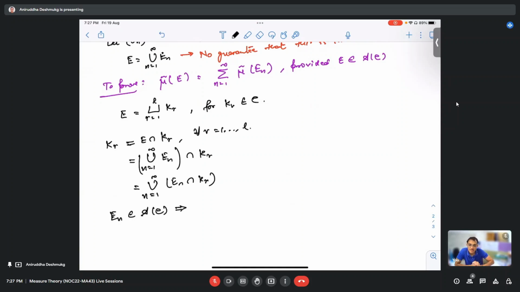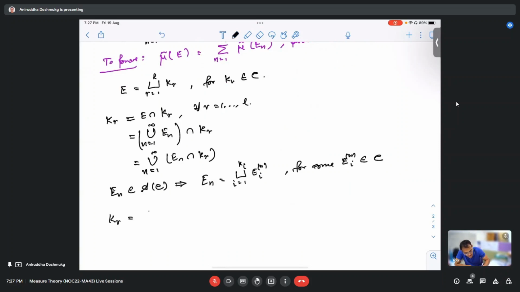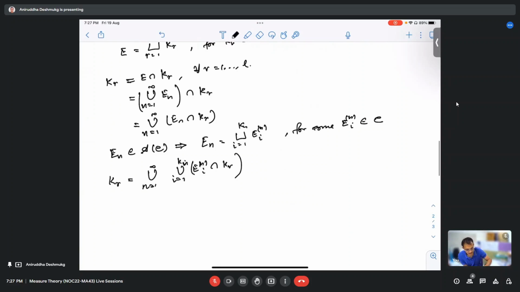Now let us look at En. En is in the algebra, so it means that En itself can be written as a disjoint union. So it is the disjoint union of ENI's, I running from 1 to, say, KN, for some ENI's in C. And now if I substitute it there, then this is union n equal to 1 to infinity, union i equal to 1 to KN, ENI intersection KR, right? So I can again use the associativity and all. I can take these two unions out. I hope this is fine. Let me call it equation 1.